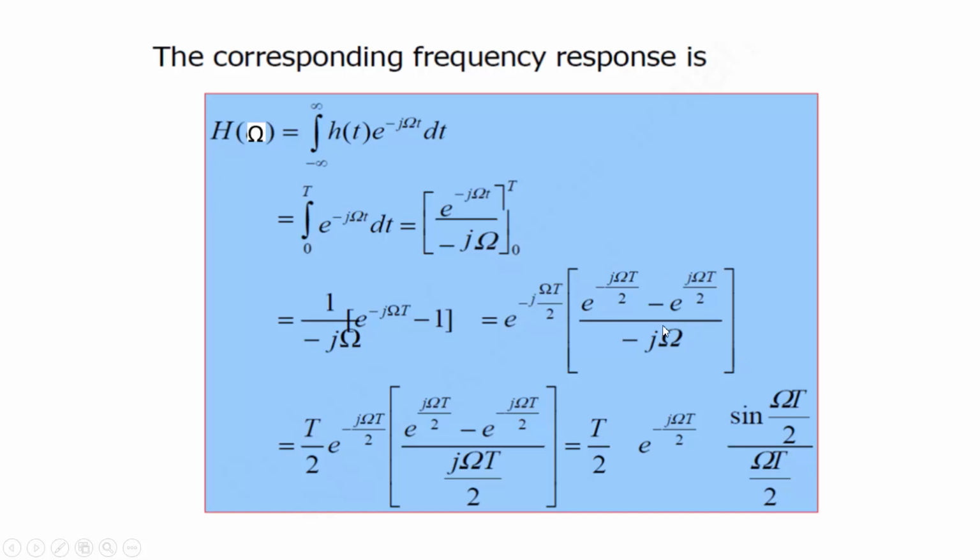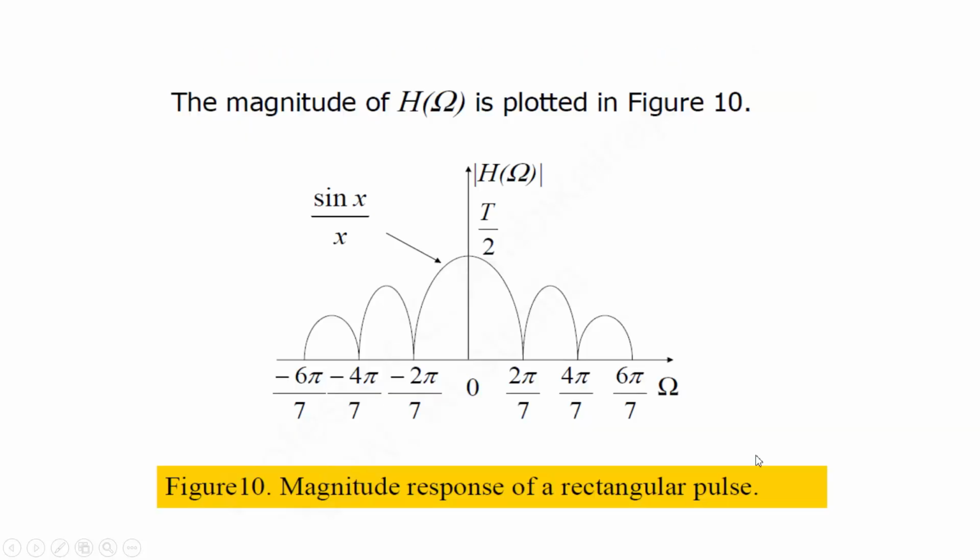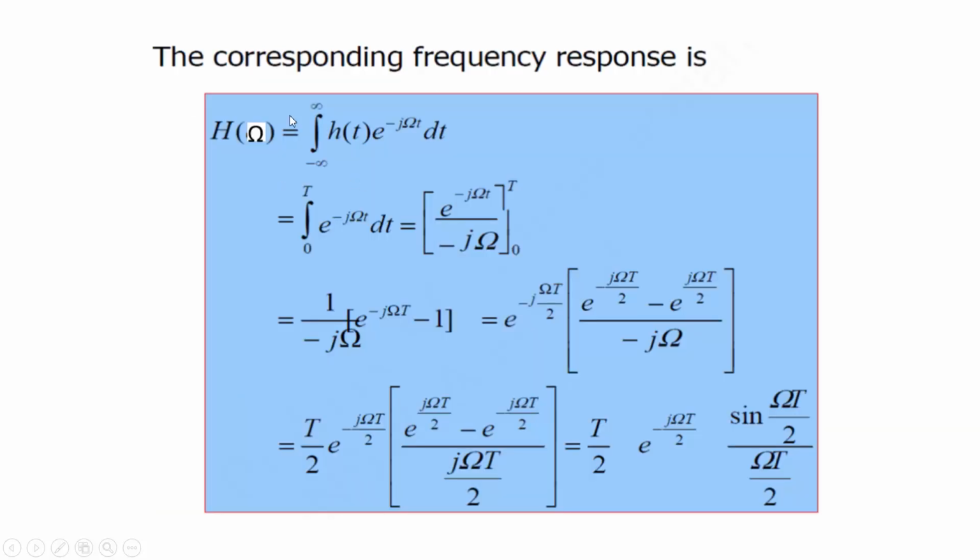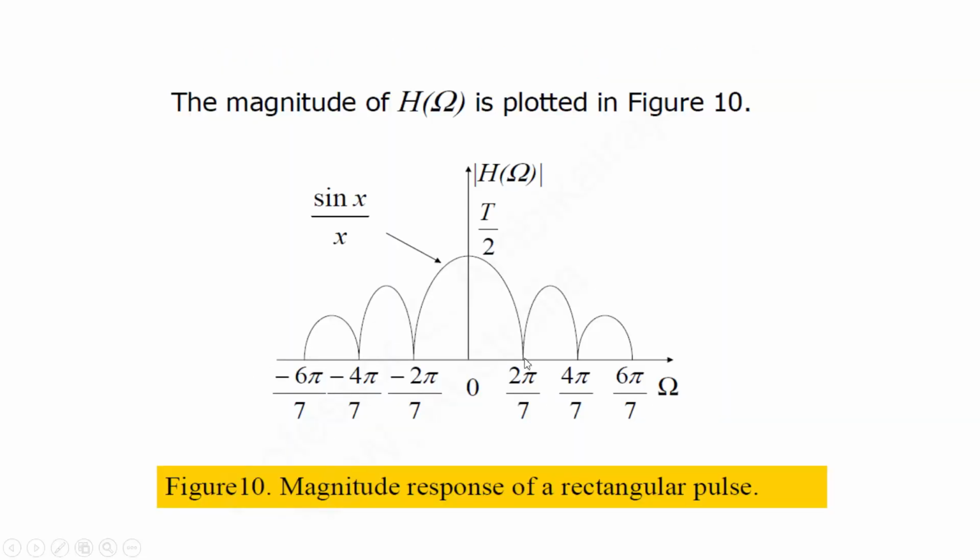Which is basically equal to the sine function, and this is the final output of the integral. This expression is important: sine of big omega capital T by 2 divided by big omega capital T by 2. This is basically a sinc function. Now, this is the frequency response. If we take the magnitude response of this expression, it will be only above the x-axis, because we are taking the modulus here.